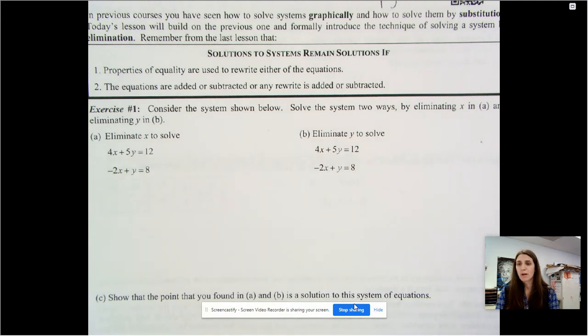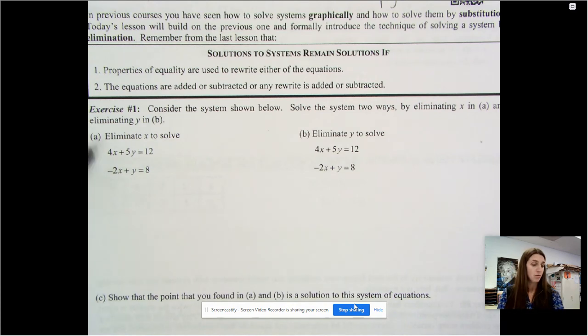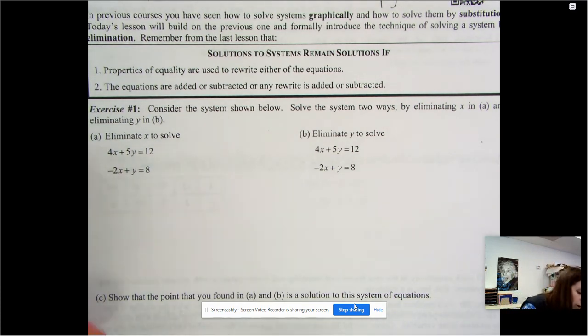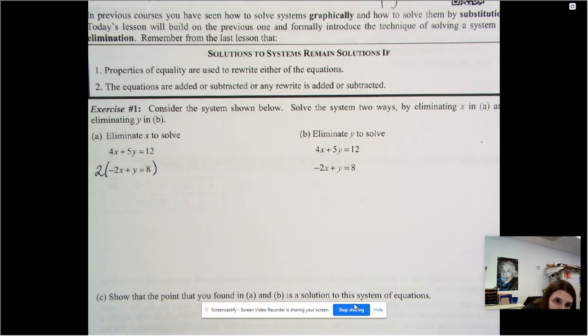So let me show you what I mean. Here it wants me to eliminate x to solve. So that means I need to make the x's opposites. So I have 4x and I have negative 2x. Well, it's good that one is positive and one is negative already because I don't have to factor that in. However, I know I can make 2 into a 4, right? By multiplying it by 2. So if I multiply that by 2, I must multiply everything by 2. So I'm going to multiply that whole entire equation by 2.